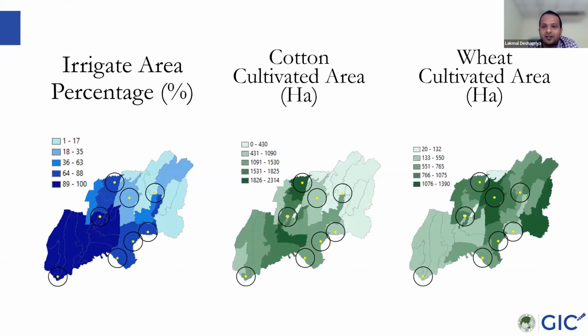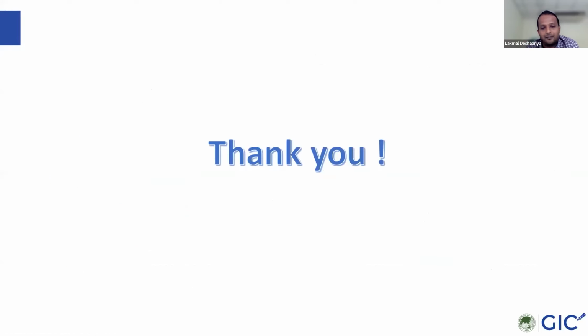We are focusing on cotton and wheat, and these are their distribution maps and the irrigated area maps. Under the irrigated area, we are designing our insurance scheme for droughts, and in other areas we are designing our insurance scheme for other disasters such as high temperature events and so on. Yeah, that's it from my side.